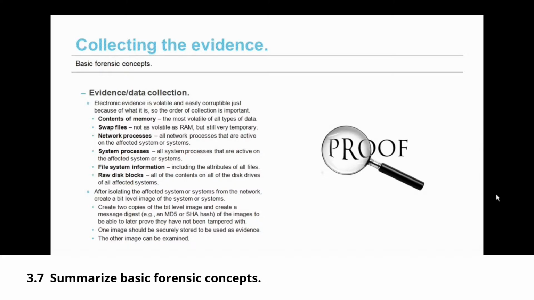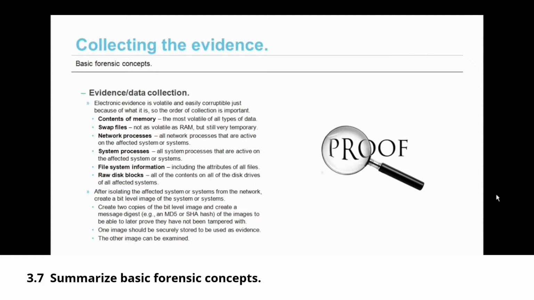Electronic evidence is volatile and easily corruptible just because of what it is. It's magnetic data. So the order of collection is important. The first thing that should be collected are the contents of memory or RAM. This is the most volatile of all types of data. Next are swap files. They're not as volatile as random access memory, but are still very temporary in nature. Then all network processes need to be documented, at least all of those that are active on the affected system or systems. After documenting network processes, next up are the system processes, and that is all system processes that are active on the affected system.